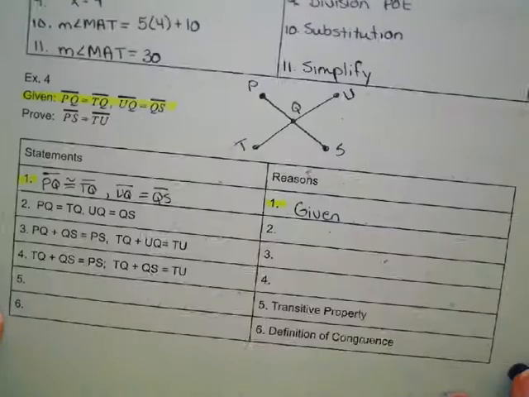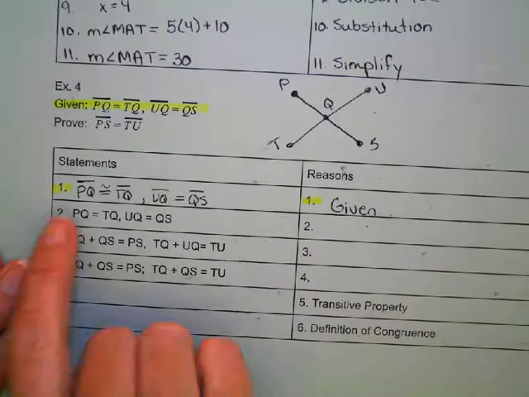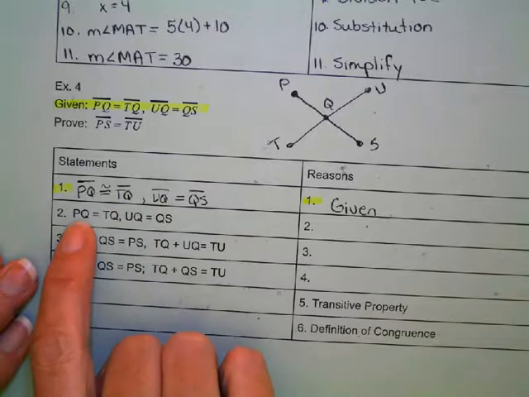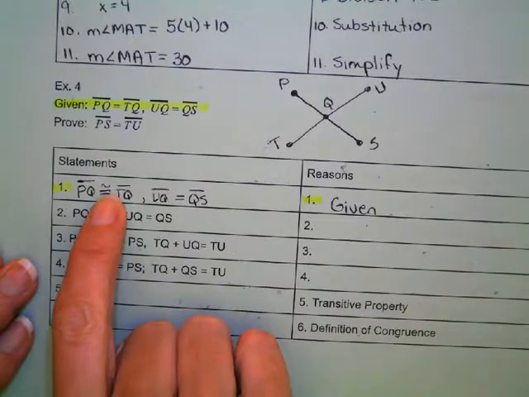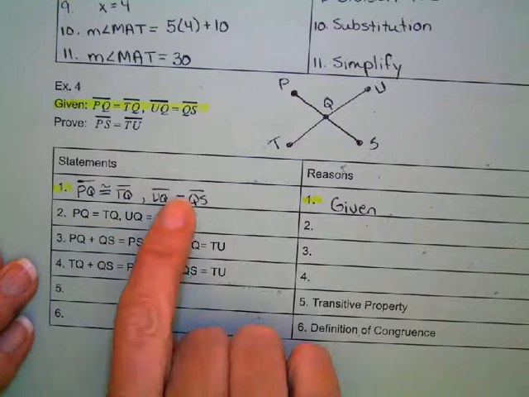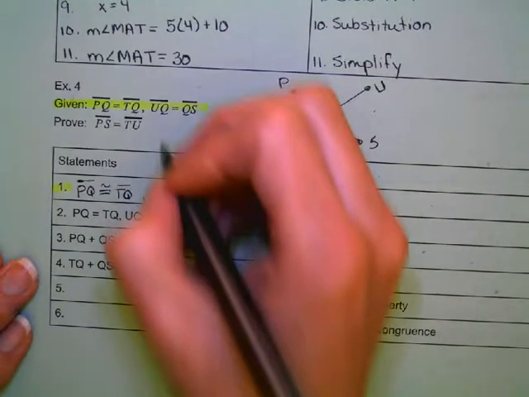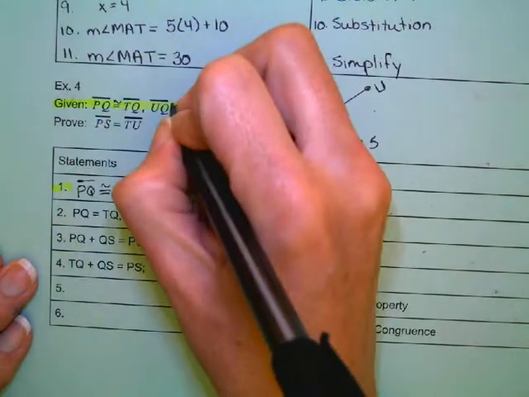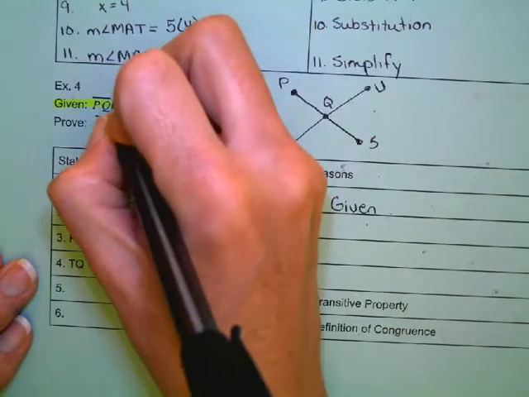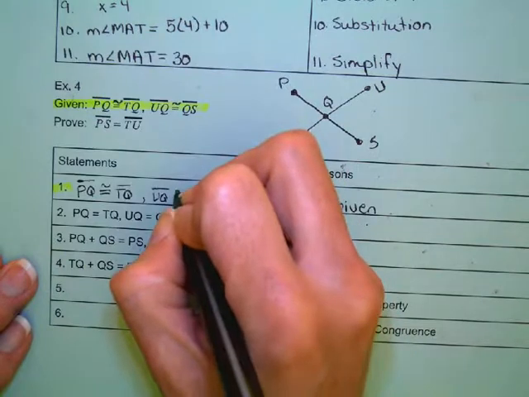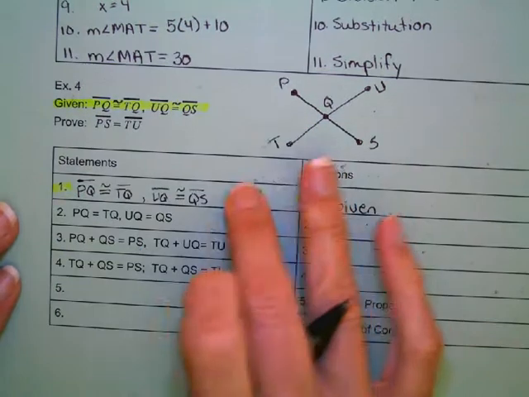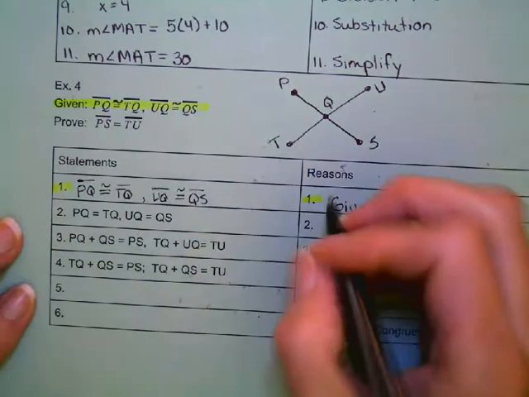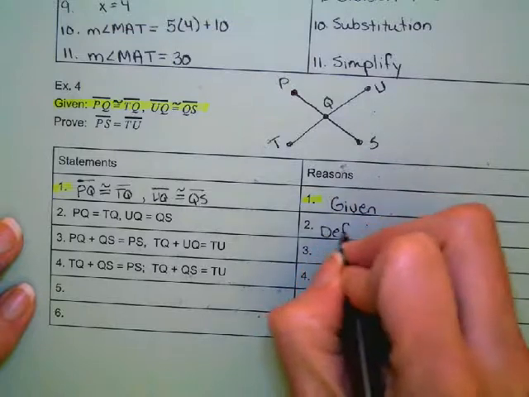So looking back at this problem, the PQ and the TQ are still PQ and TQ. The only difference between the given and this line is these congruent symbols that were supposed to be congruent symbols, and I guess that program didn't have the congruent symbol. So to go from a congruent symbol to an equal sign, that's called definition of congruence.